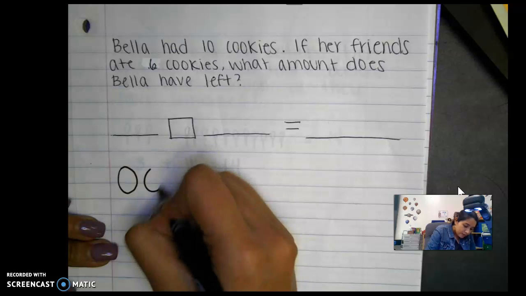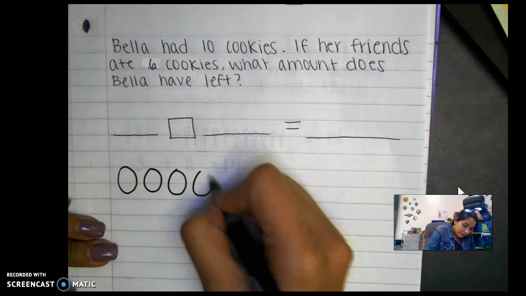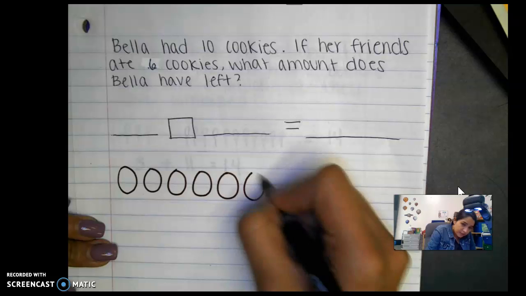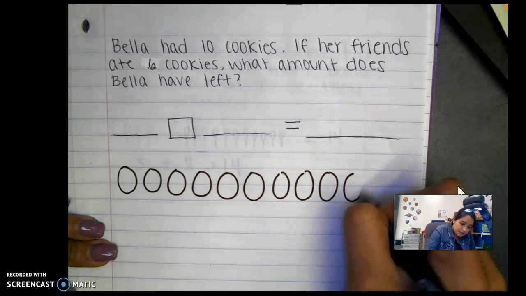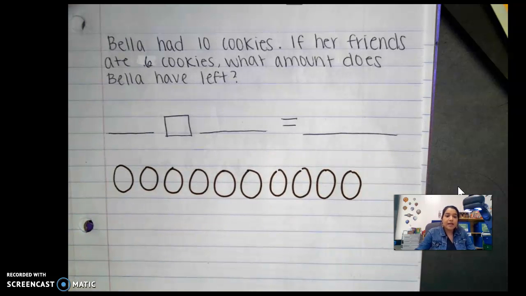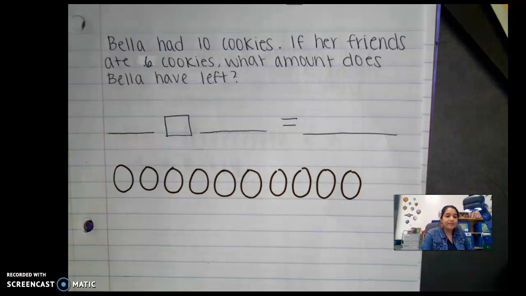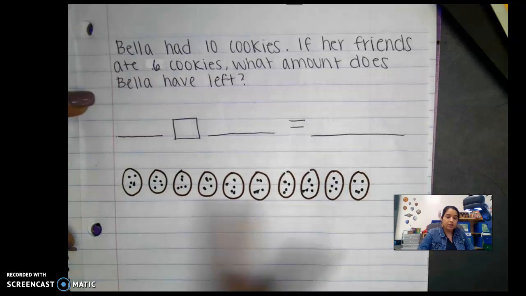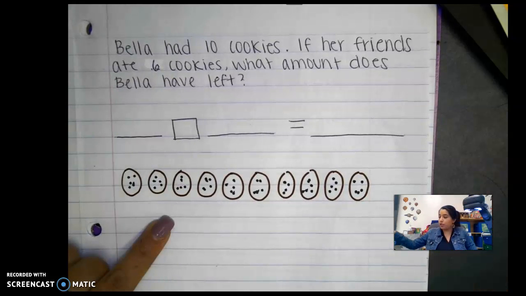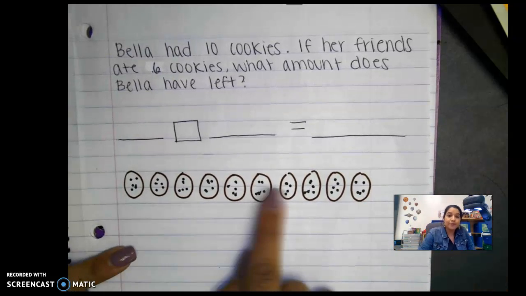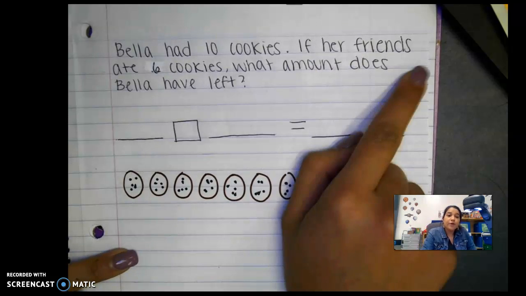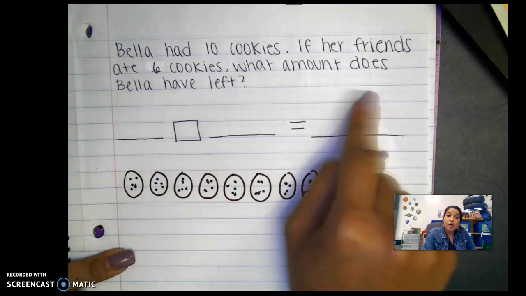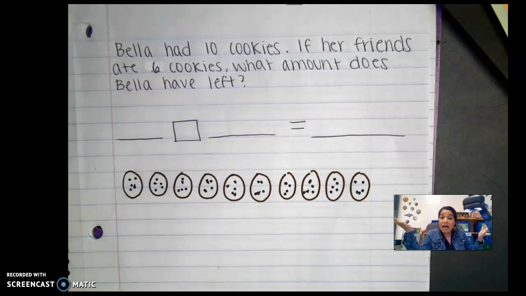So I'm just going to draw my 10 cookies. 1, 2, 3, 4, 5, 6, 7, 8, 9, 10. So I have my 10 cookies. I went ahead and added some chocolate chips to my cookies, but you can just draw circles. So I have my 10 cookies. If her friends ate 6 cookies, what amount does Bella have left?